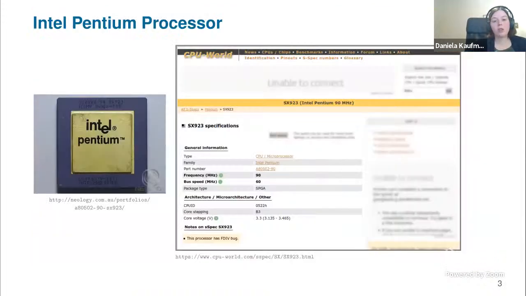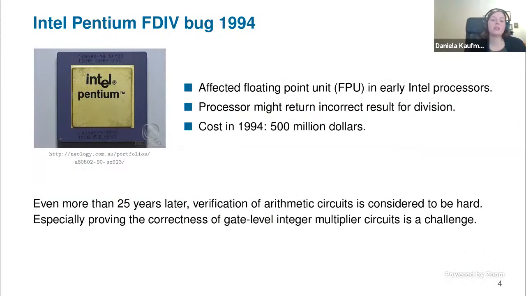So in the YouTube video I just showed you, the computer uses a processor of type SX923, and when we open, for example, CPU-Z, then we see on the notes that this processor has indeed the well-known FDIV bug. This bug affected the floating point unit in the early Intel processors and had the effect, as we just saw, that this processor might return incorrect results for division.